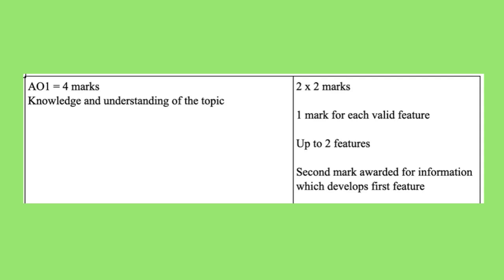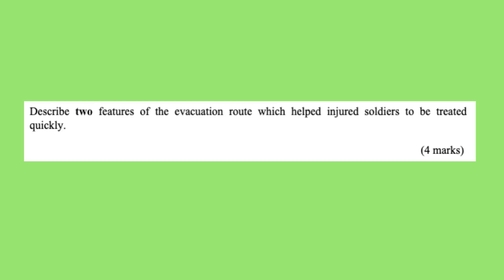You then need to explain the feature, so that can either be using some of your existing knowledge to try and explain that feature in a bit more detail, or it could be a comment that links the feature back to the question, meaning the relevance of the feature you've identified. Let's take a look at an example to see this put into action.